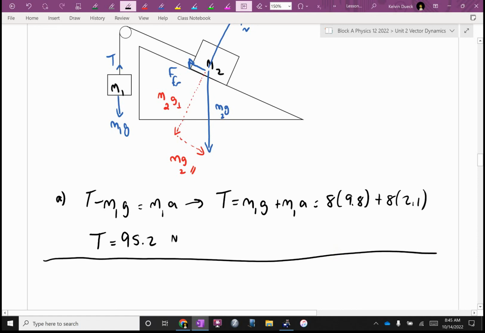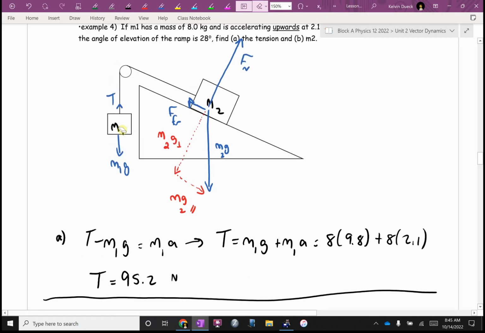Here we go. Let's write an equation just for M2. Which way is M2 accelerating? Which way is M1 accelerating? The question told me. So which way is M2 accelerating? I'm going to be fussy. Down the ramp. Because when you say down, I think, no, down the ramp. So which way is the winning direction? Same answer. Down the ramp.